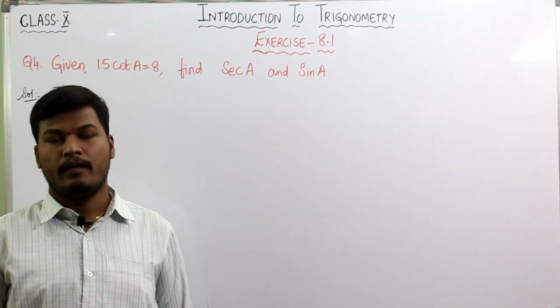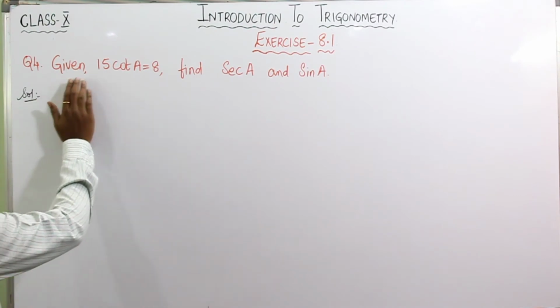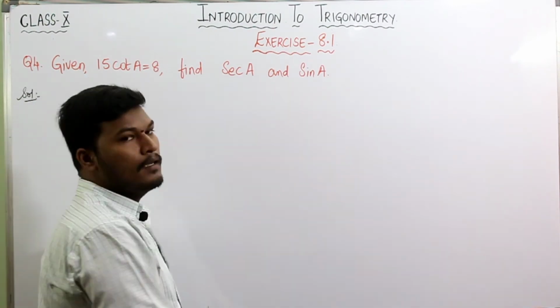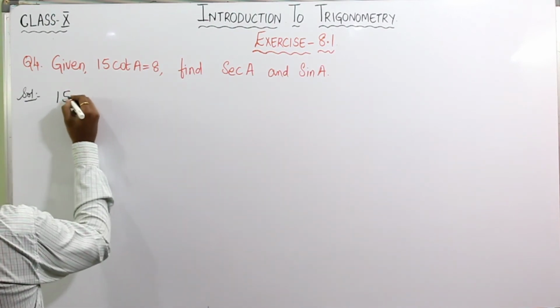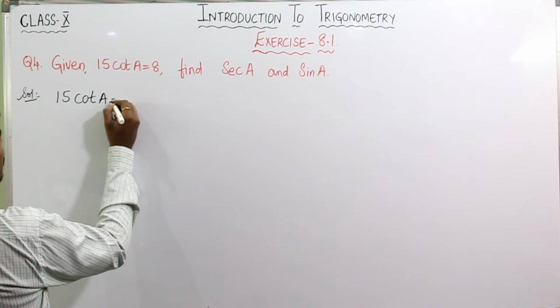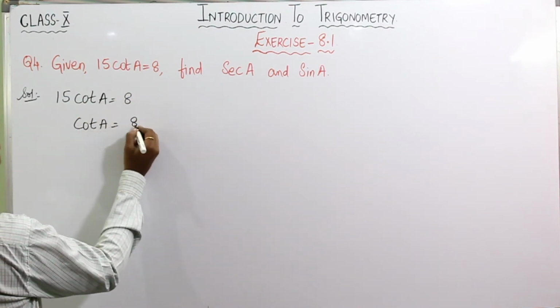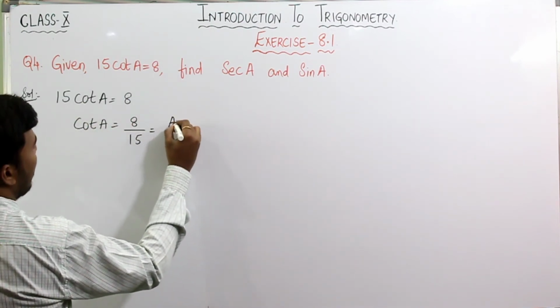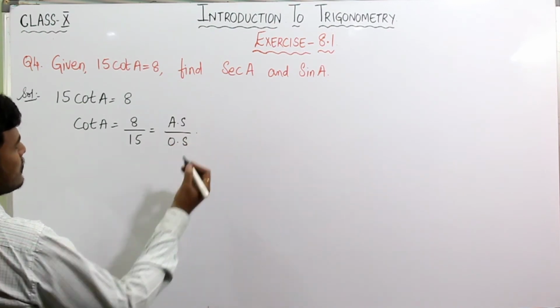Okay. Now let us start the fourth problem of this exercise, that is, given 15 cot A is equal to 8, find secant A and sin A. So for that, first what is given to us? That is 15 cot A is equal to 8. So from that, cot A is equal to 8 by 15. So 8 is the adjacent side and 15 is the opposite side.